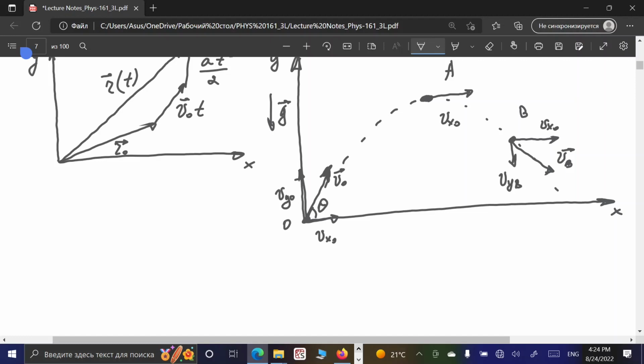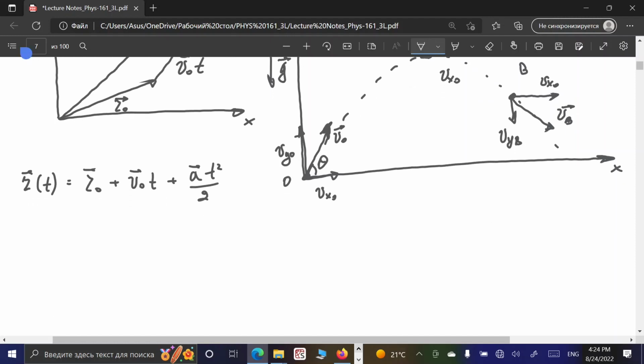So taking this into account, we can write down the general expression for position vector r as a function of time: r naught plus v naught vector times t plus a vector times t squared divided by 2, and consider that r naught is equal to 0 because we start this projectile motion from the origin of the coordinate system. Then we don't need this term, it will be equal to 0.